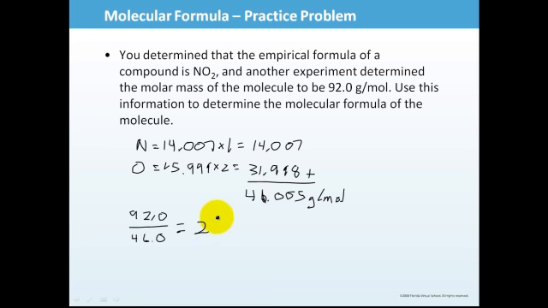So we distribute that through the entire formula. In this case, it is the NO2. So our molecular formula is N2O4. And that would be our molecular formula. So again, you can see how it's just a multiple of the empirical formula.